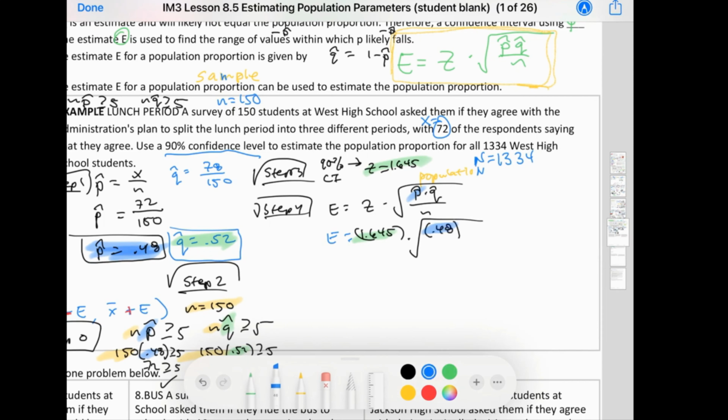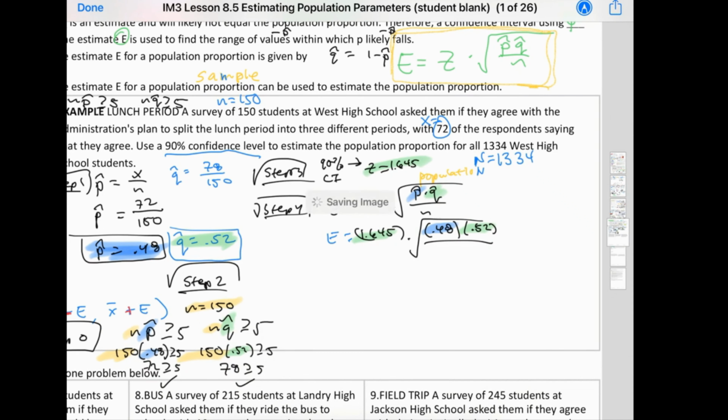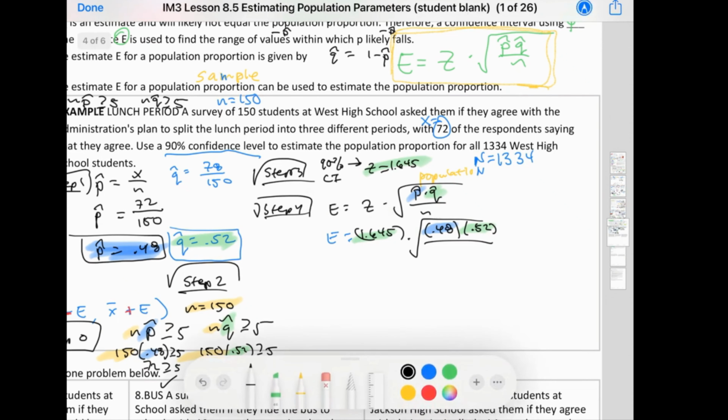And q hat is 0.52. And the n value, where'd you go? Come back. Our n value is 150. Okay, so take a picture, then I'll put it on the calculator with you.